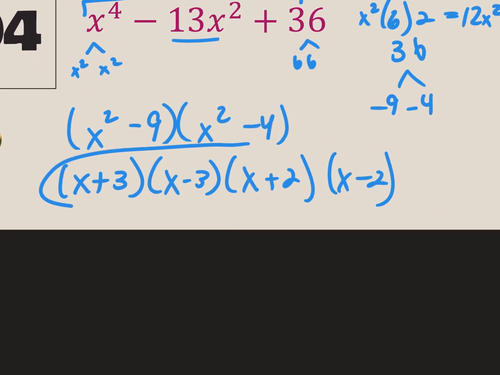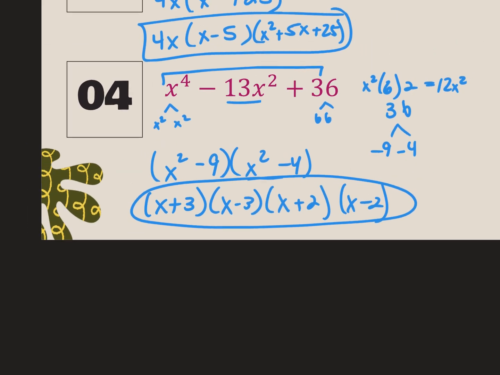That is factored completely. If they were plus signs in the middle, if it was x squared plus 9 and x squared plus 4, could you factor? No. Good. Good, good, good. We're starting to get that in our brain. I like it.